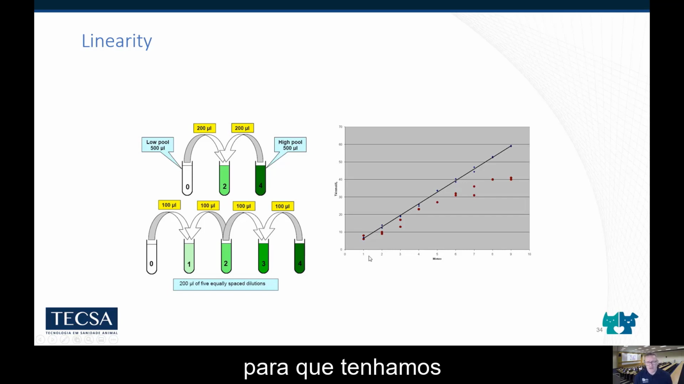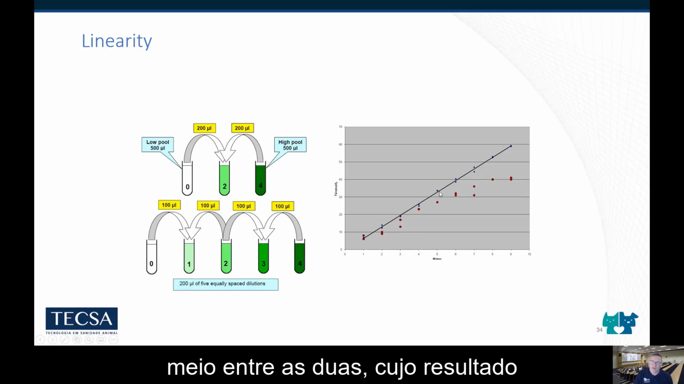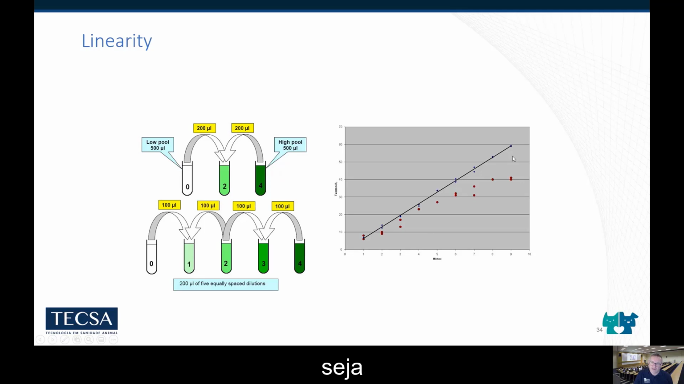And so we can end up with 5 or 9 different equidistant concentrations, and we can plot them on a graph here. We have our low and our high, and our one that's exactly halfway in between should have a result that is numerically halfway in between our concentrations. And we can obviously do that again.